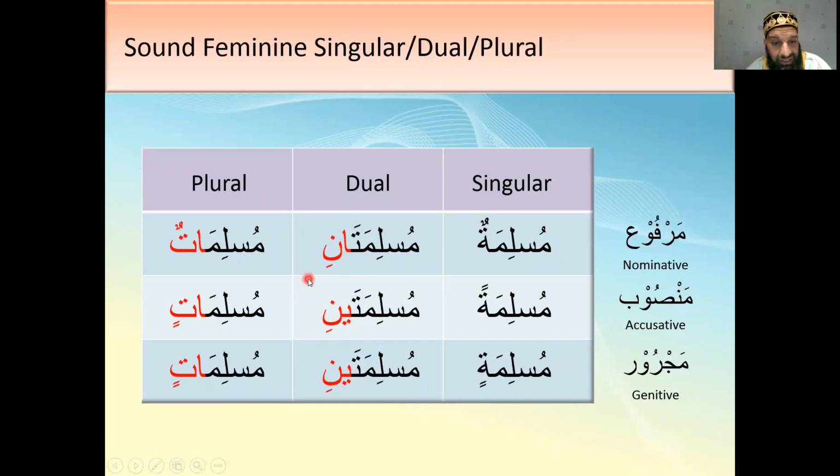So the ani still stays for marfu, for women. And look at this dual. Aini, it still exists. The same for the men. Muslimaini is two Muslim men. Muslimataini is two female Muslims. Right? So that was the easy one. That was the easy one.